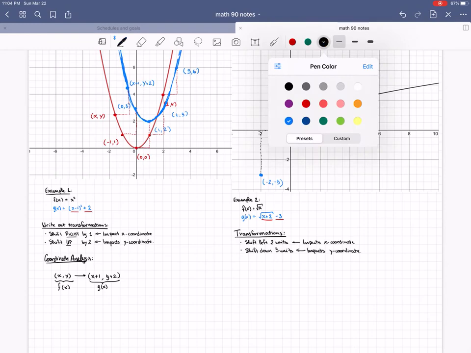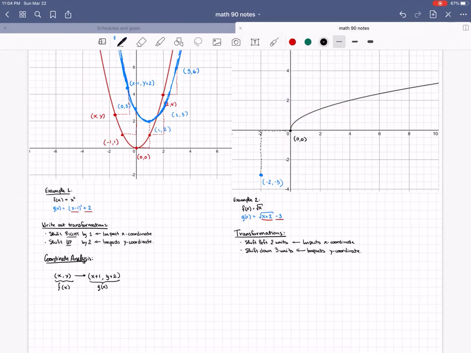Okay, let's do another point. Let's do (1, 1). Same thing, we're going to shift left 2, and then we'll go down 3. 1, 2, 3. Again, plot that point in blue. So you can see its x-coordinate is -1 and its y-coordinate is -2.